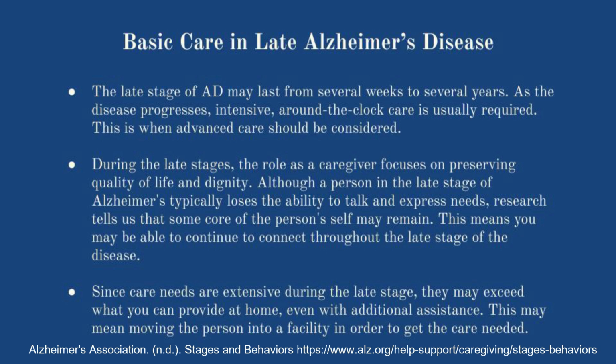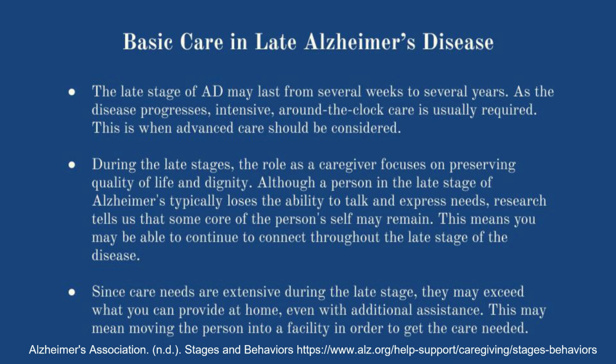The third stage is late Alzheimer's disease. This late stage may last from several weeks to several years, and as the disease progresses, intensive around-the-clock care is usually required, and this is when advanced care should be considered. During the late stages, the role as a caregiver focuses on preserving quality of life and dignity. And although a person in the late stages of Alzheimer's typically loses the ability to talk and express needs, research tells us that some of the core of the person's self may remain.